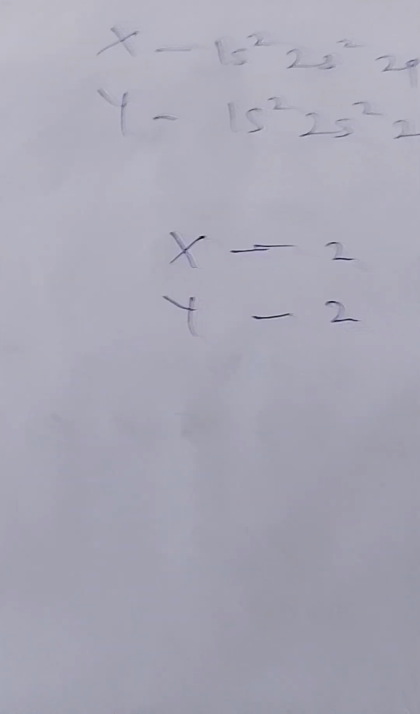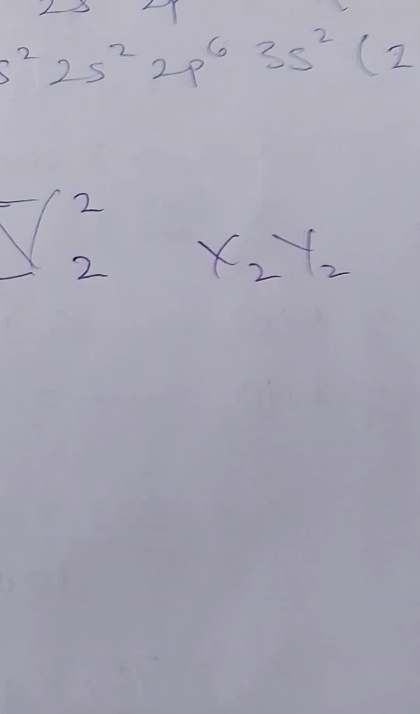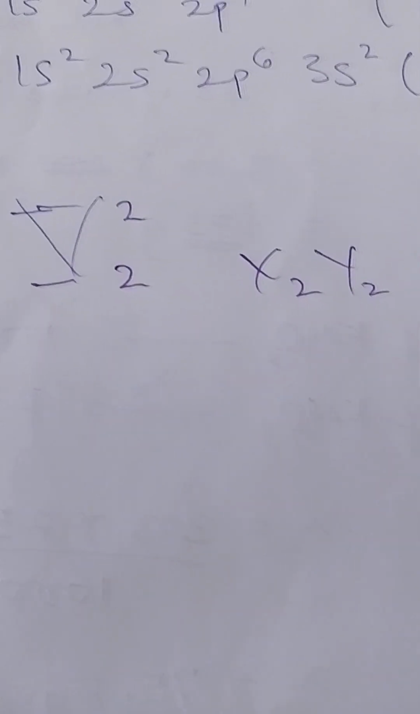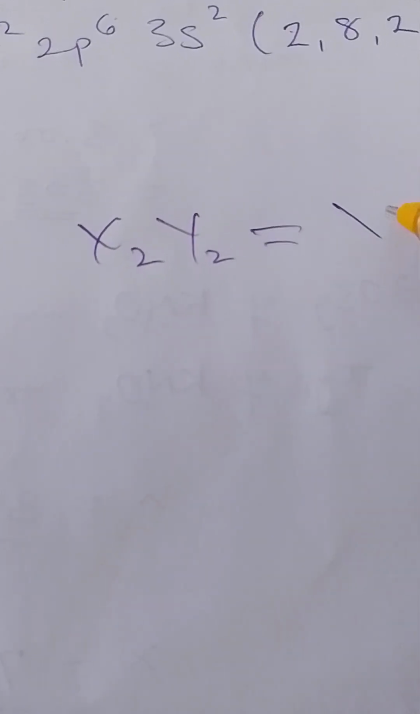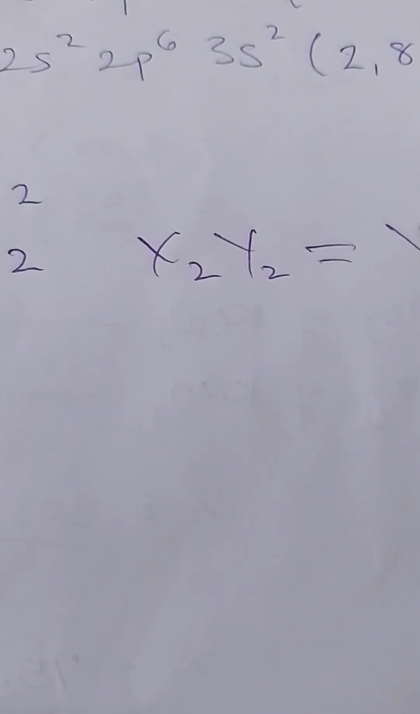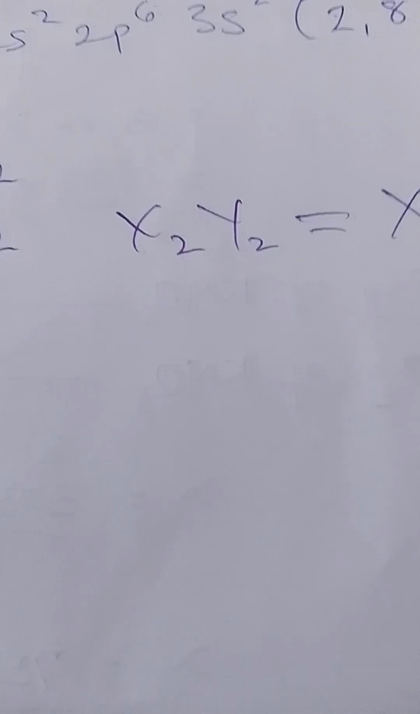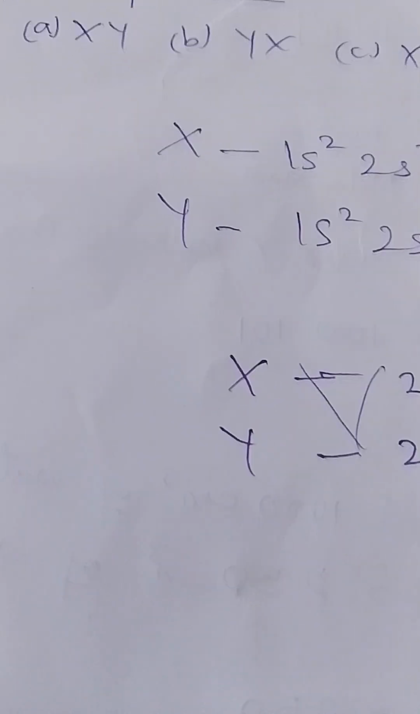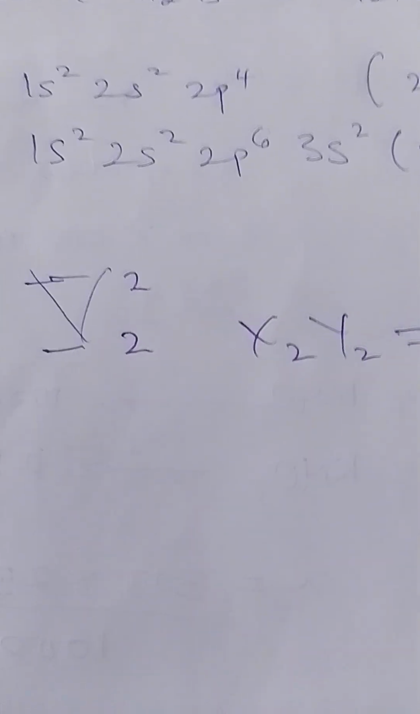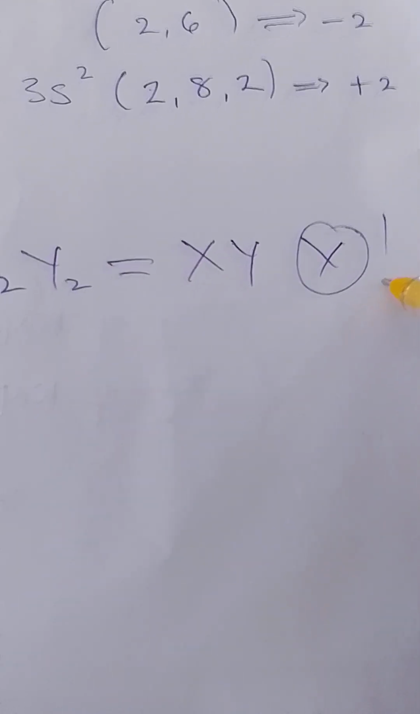So you cannot have something like this when they exchange. You cannot have something like this because they are the same. When they are the same, they will become XY, something like that. But now we have XY. You cannot jump to say XY is correct. XY is not correct. Why? Why is it not correct? Why XY is not correct?